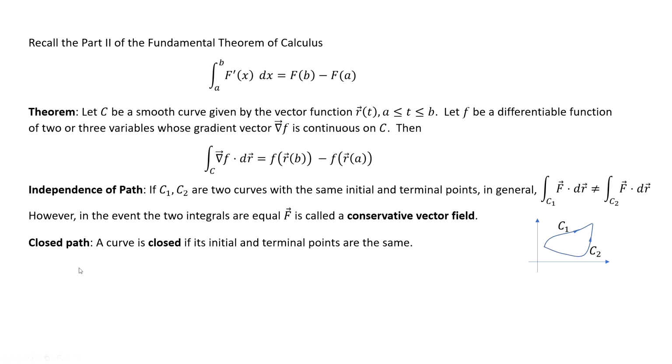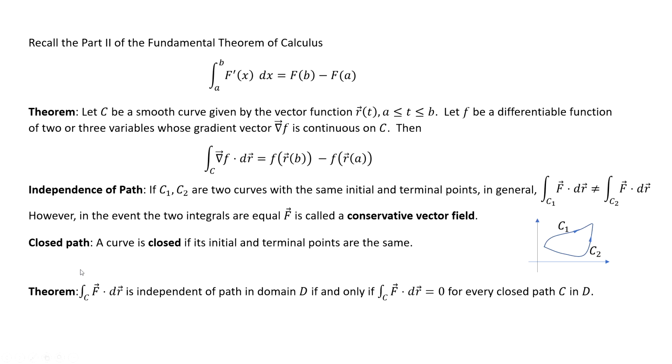Okay. Now, theorem. The line integral of F dot dr over C is independent of path in domain D if and only if the integral of F dot dr is equal to 0 for every closed path C in D. What? Okay, let me explain that.